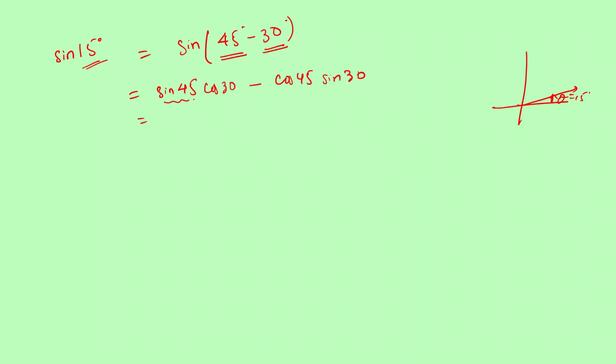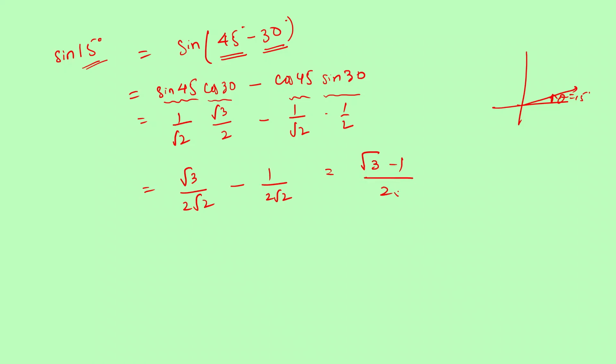So now we know the value of each of these things, and you just need to know your class 10th trigonometry, and that is just sufficient for this question. So sine of 45 degrees is 1 by root 2, cos 30 degrees is root 3 by 2, minus 1 over root 2 times half. I think I'm correct. Please drop in the comment section if I'm incorrect. Alright, root 3 by 2 root 2 minus 1 by 2 root 2, that gives us root 3 minus 1 by 2 root 2. Okay, ugly value, but still we can find out the value of sine 15 degrees.